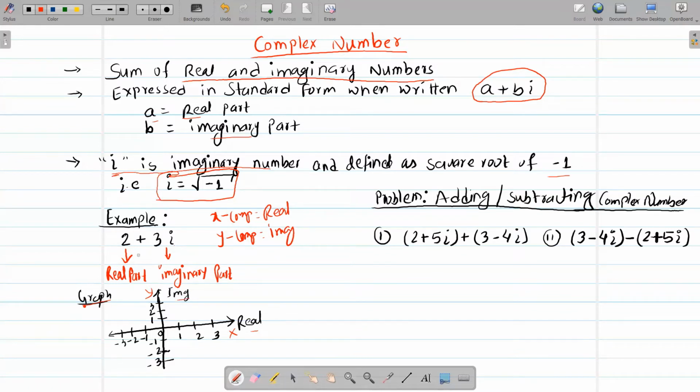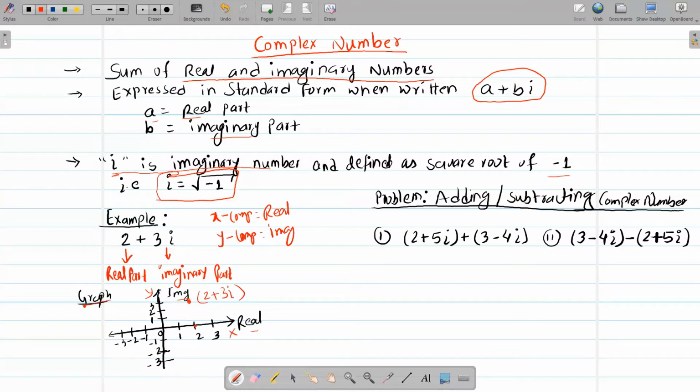Now how can we plot this? What is 2? The real part, that means x, so you count 1, 2. And what is our imaginary part? 3i, so count 1, 2, 3, and go up to here, right? So this point is where we plot the complex number in the graph. That's how we can plot it.